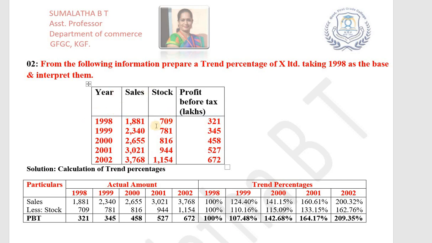Okay. Now, in this problem, you can check they have given 5 years of information. 5 years of sales is given, and 5 years of stock information is also given. What is the profit before tax? Very simple problem. See here, first you take the sales minus cost of goods sold.